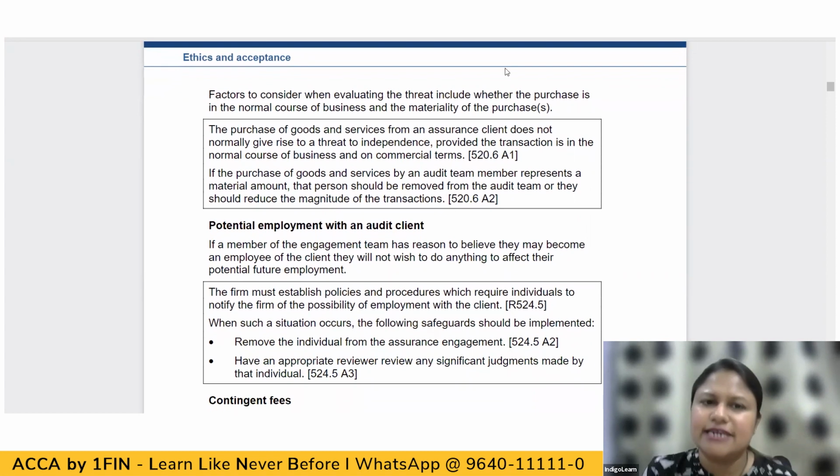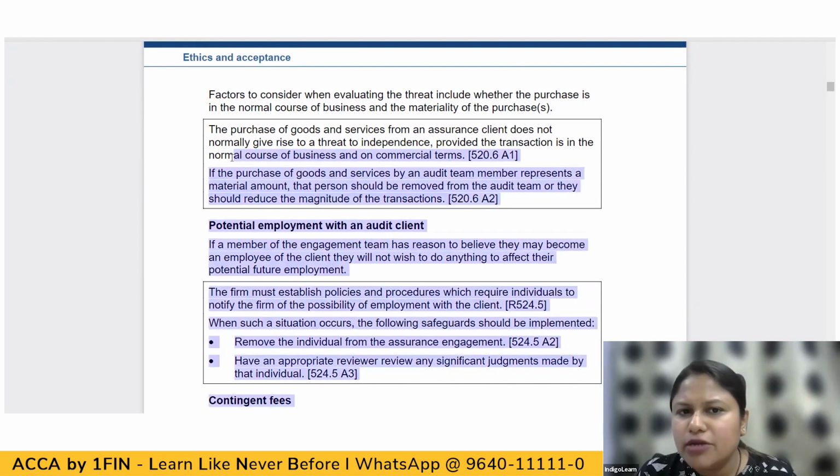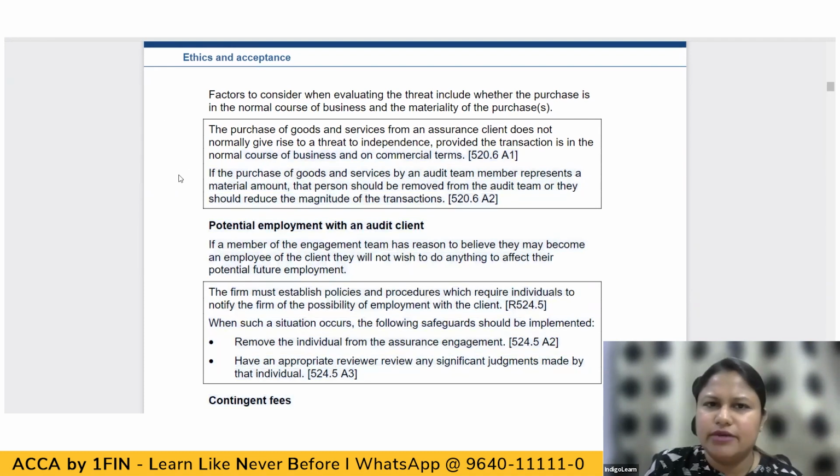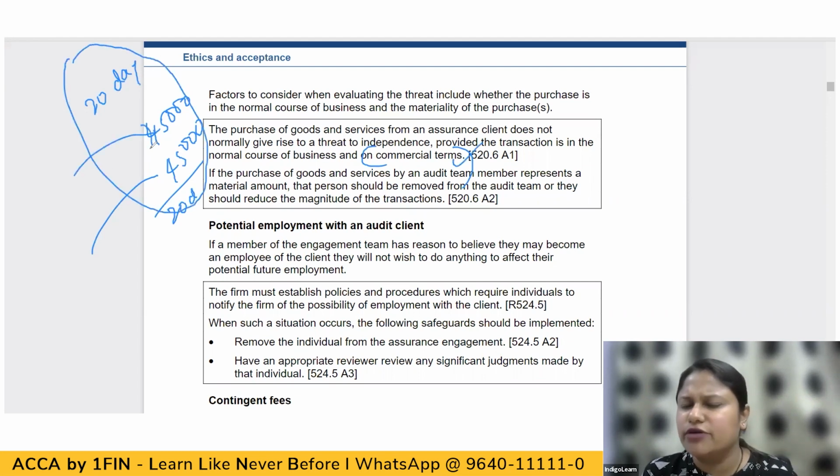That is never going to be a threat. That is fine. Okay. Then the purchase of goods and services from an assurance client does not normally give rise to a threat to independence, provided the transaction is in the normal course of business and on commercial terms. Correct? Commercial terms means what? At ALP. If a client is charging 45,000 rupees for a particular laptop, and if I go, they're charging me the same 45,000, that means it is happening at commercial terms. If they give you a 20 days credit period, they give me also a 20 days credit period. That is commercial terms. So if I'm buying, am I getting any special discount? No. So in that case, we don't say it is a threat. It's fine. No problem.